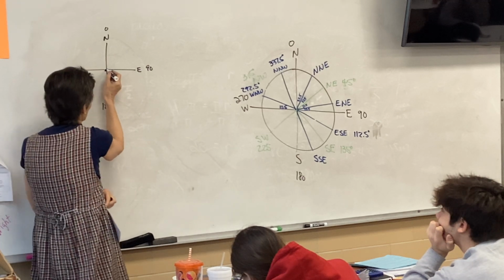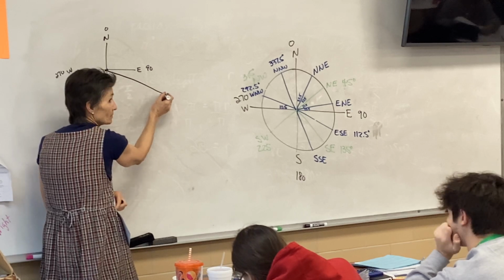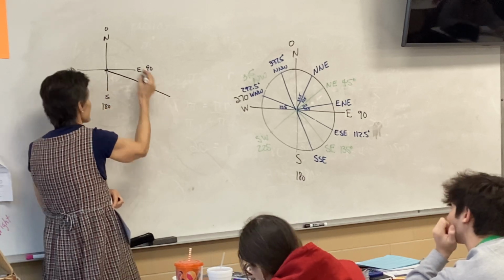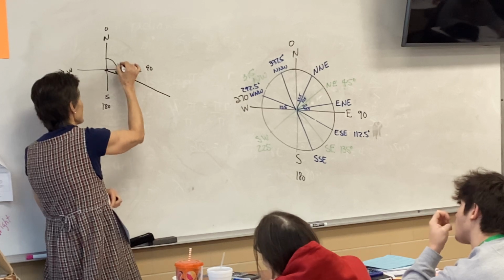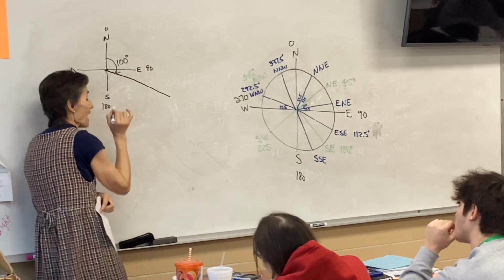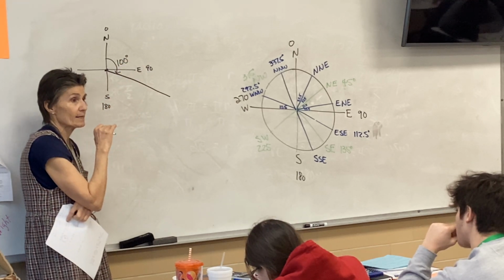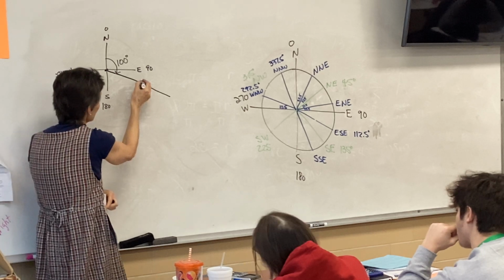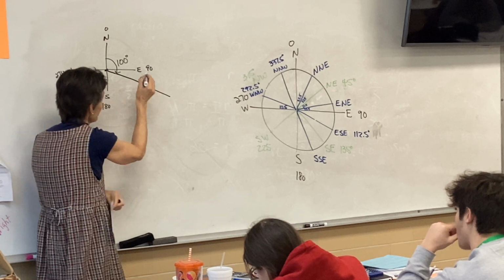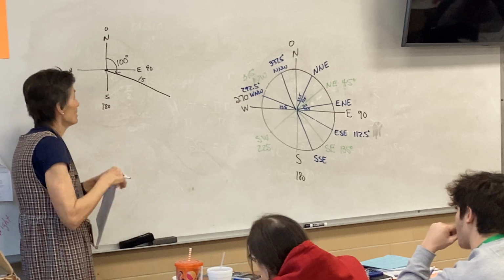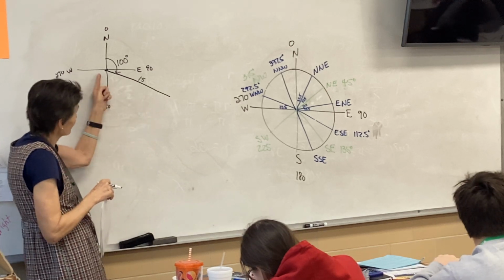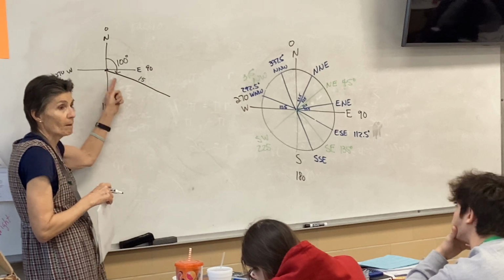In southeast. Wouldn't it be down here somewhere? So this is 100 degrees. And that's exactly how I want you to label it, just like that. And he went 15 miles. So the length of that vector right there is 15 miles.